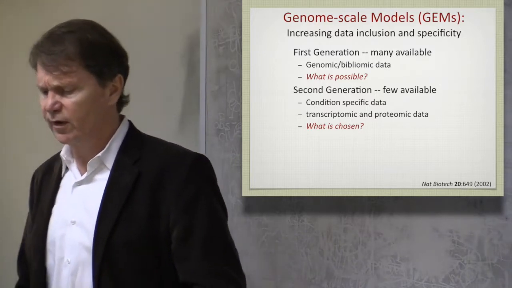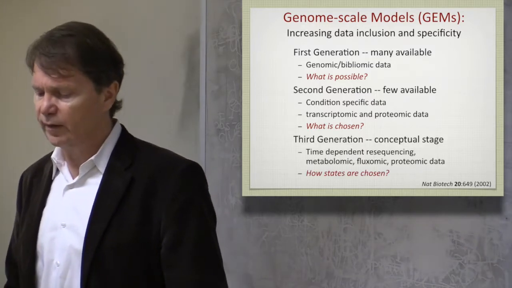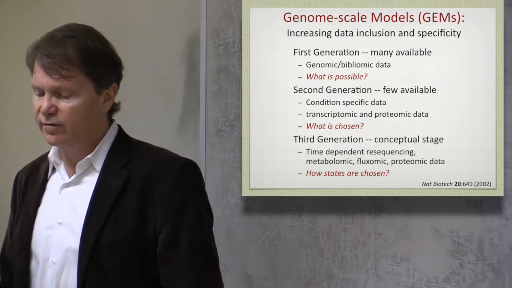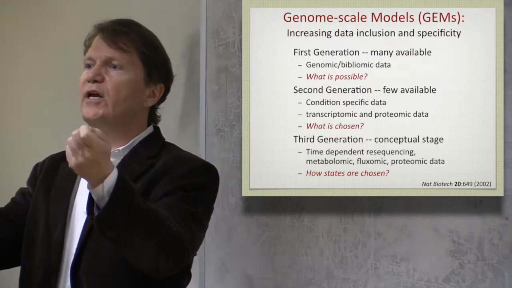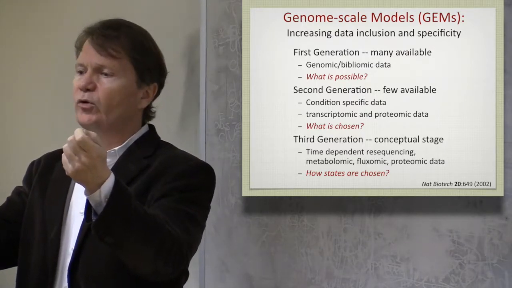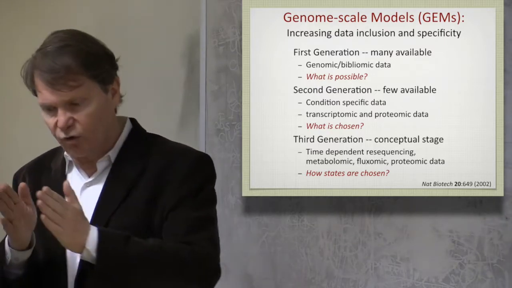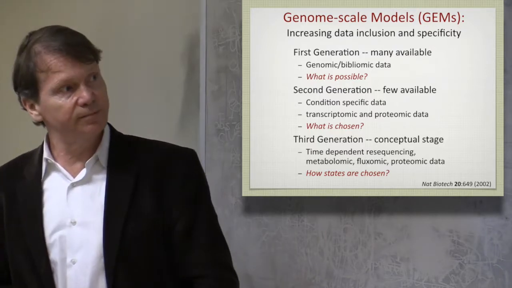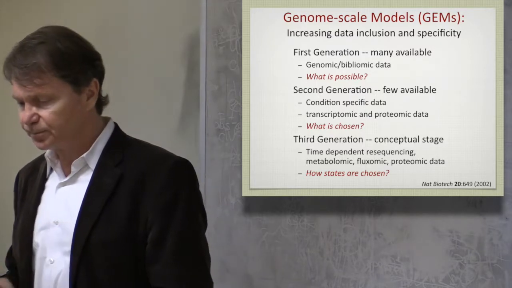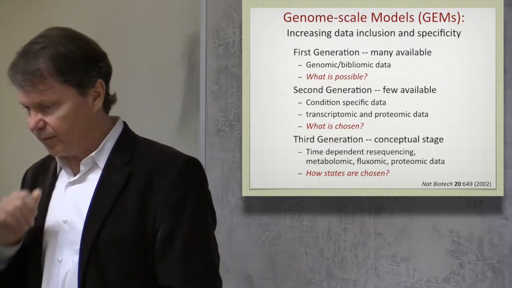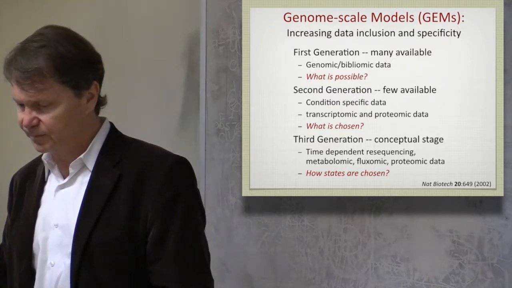So there are a few of these models available, second generation models. And there are some third generation models coming into being now. They are based on the fact that we can get a time-dependent set of these omics data sets. Not just two different states under two different conditions, but a time series of omics data sets that help us to figure out how the different states are chosen. And so there are workflows beginning to develop for these alternatives. So these are the generations of them, at least as of now. Maybe there will be a fourth and a fifth generation, who knows.